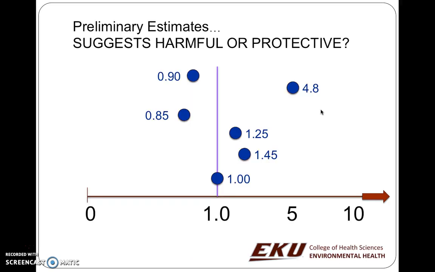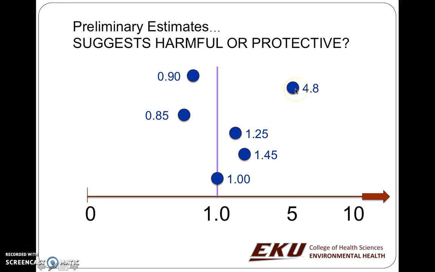So I've got several different odds ratios plotted on a scale. We see numbers that range from 0.85 all the way up to 4.8. We're going to go through these right now, and you can tell me whether or not they appear to be harmful or protective, or at least think of that on your own as we go. So 0.9, does that seem harmful or protective? You should probably answer protective. Numbers less than 1 are protective.